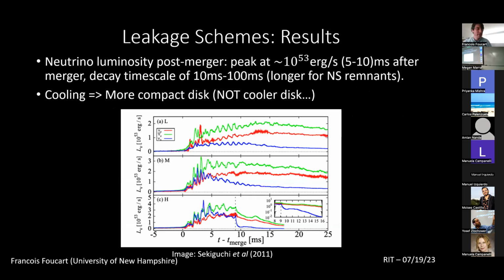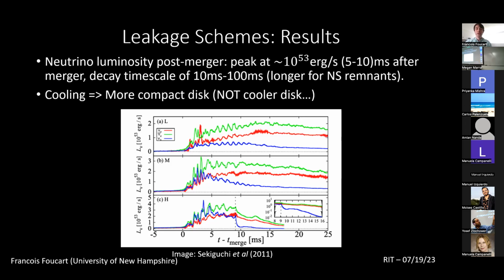Nevertheless, despite this limitation, leakage schemes have pretty early on given us some very useful information about the role of neutrinos in merger, starting with just giving us an idea of how much energy the system actually loses to neutrinos right after merger. So typically the peak neutrino luminosity, which is reached a few milliseconds after merger, is somewhere in the 10^52 to 10^54 ergs per second. And then that luminosity decreases on the time scales of tens to hundreds of milliseconds, depending on the mass of your system, and maybe a bit longer if you have just a stable neutron star remnant.